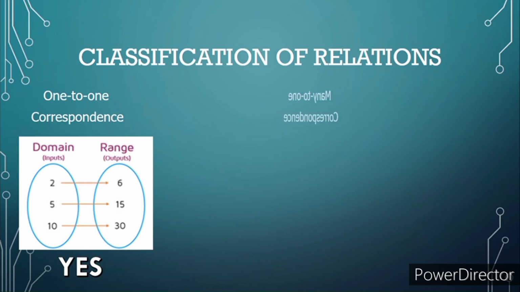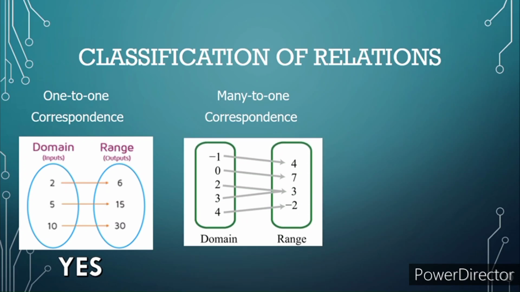Next, second, we have many-to-one correspondence. Many-to-one. This is an example. So, meron tayong X or our domain, negative 1, 0, 2, 3, and 4, and our range, 4, 7, 3, negative 2. Dito sa ating domain or dito sa ating X, meron siyang tinuturo na iisa lang. Kumbaga, itong dalawa sa domain natin nakakonect sa iisa lang. Kaya siya many to one.